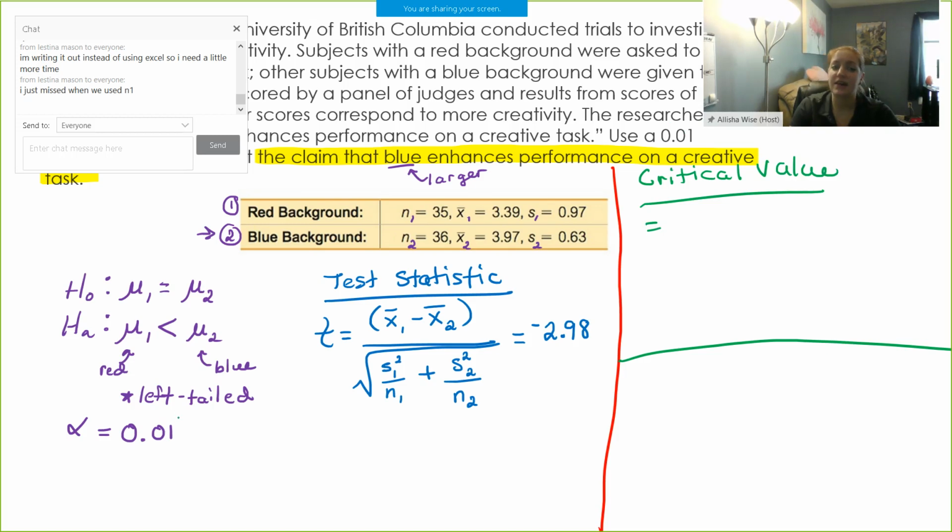Okay, now this is a left-tailed, so we're going to use that same method, t dot inverse. Alpha, comma, degrees of freedom. Alpha is 0.01, so it's a little bit different this time. And our degrees of freedom, I mentioned this earlier, but let me reiterate that. Degrees of freedom are n minus 1. The n that you pick is the smaller of the two. So what n should we be using here to find the degrees of freedom?